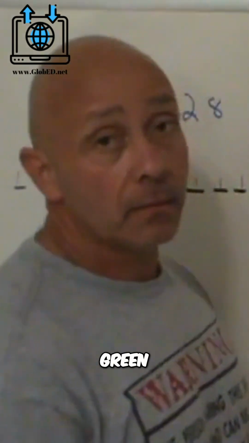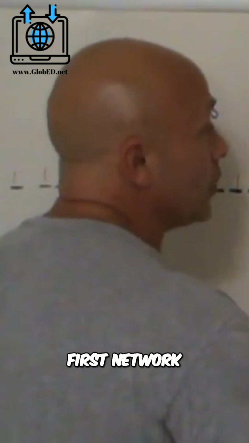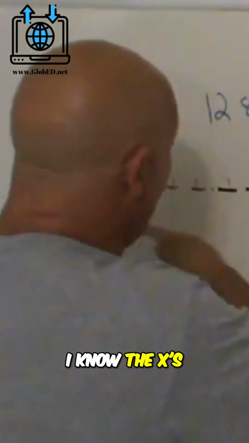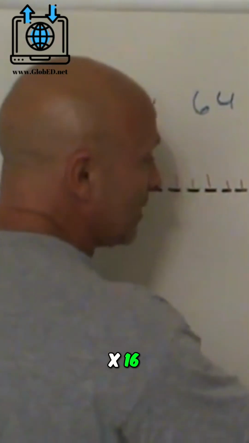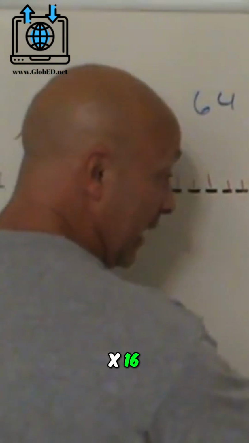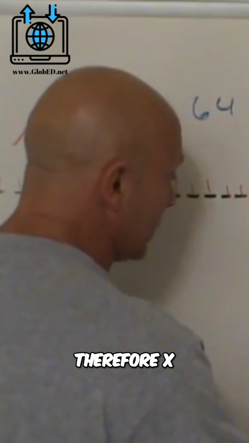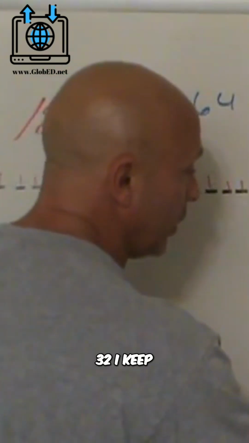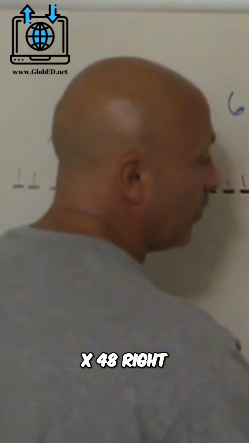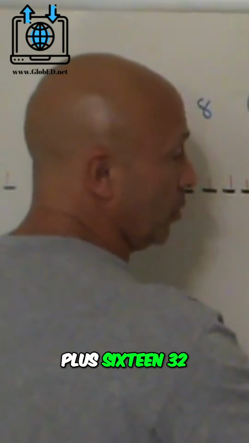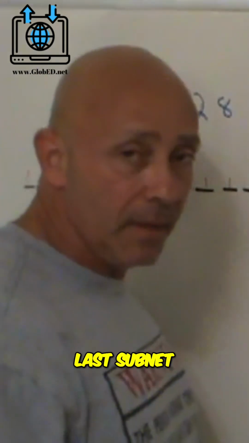All right, let me get another color. I'll make it slightly bigger because I'm doing it kind of small. So let's do the first network. I haven't been given a class or anything. I know the X's will represent the octets that are fully on. That won't change. So X.16, that's my first network. I increment by 16, therefore X.32. I keep incrementing by 16, X.48, right? 16 plus 16 is 32. 16 plus 32 is 48. And so forth, all the way down to the very last segment.